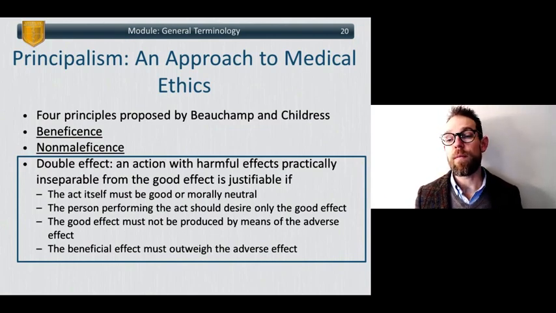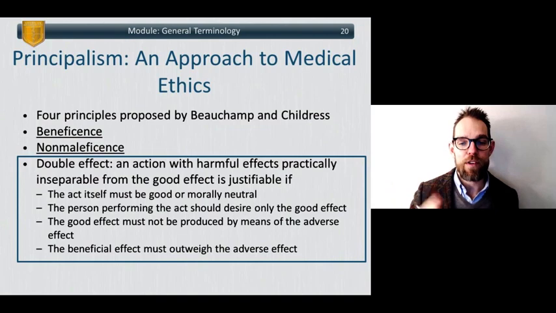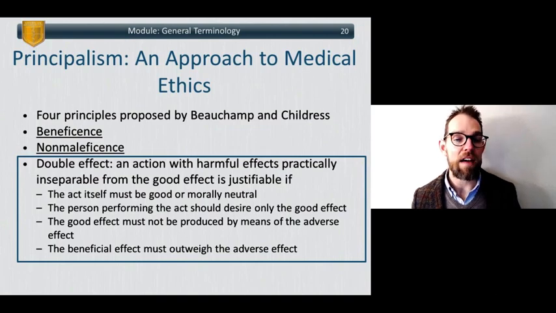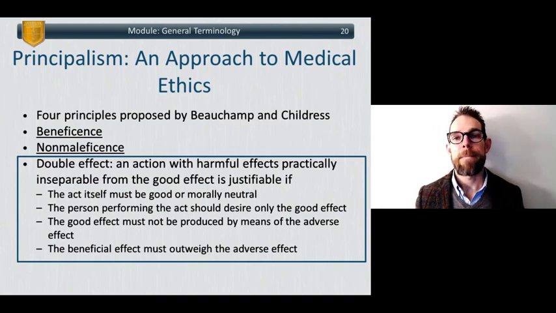The person performing the act must desire only the good effect. So administering these drugs, we're not trying to hasten death, we're trying to make the patient comfortable. And the good effect must not be produced by means of the adverse effect. And the beneficial effect, as per that patient's wishes before they entered the hospital, must outweigh the adverse effect, in this case of hastening death.